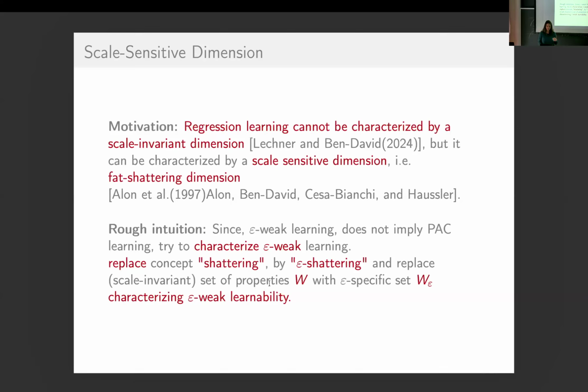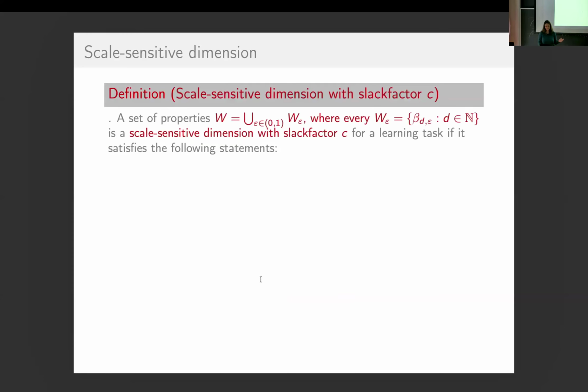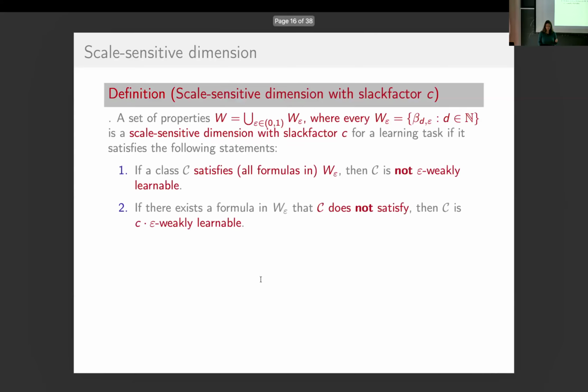And then we replace concepts like shattering with concepts like epsilon shattering. So instead of now having a set of properties W, we look at an epsilon specific set of properties, which is supposed to characterize epsilon learnability. So formally, we say we have a set of properties W, which decomposes into W epsilons. Each of the W epsilons is a countable set of properties. And now we allow for a slack factor.